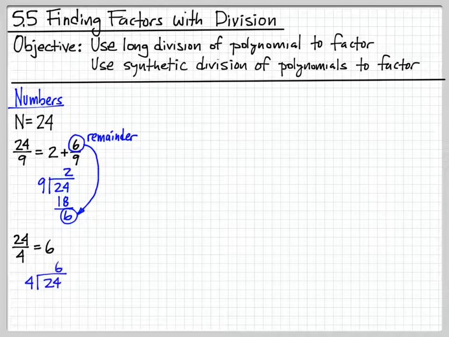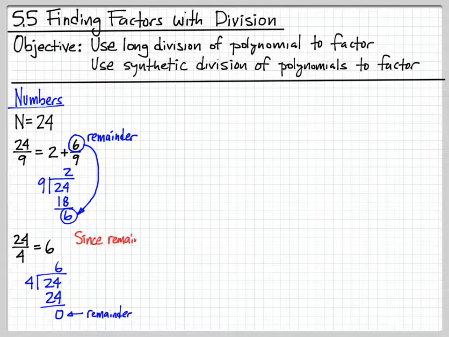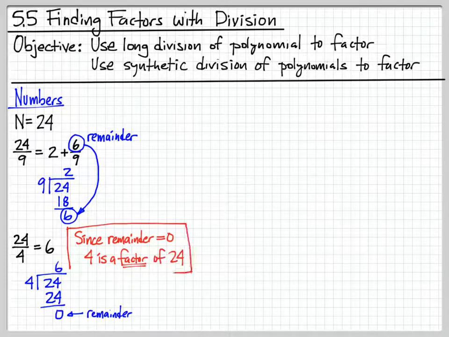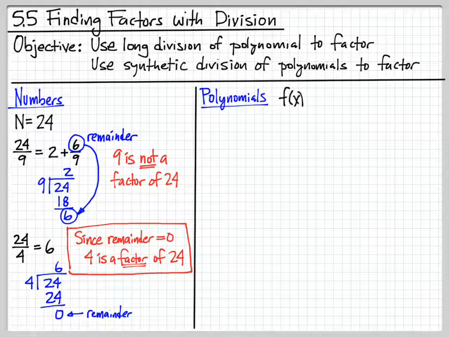Now when I divided 24 by 4, in this case I get 6 and my remainder is 0. And so we would say that because the remainder is 0, 4 is a factor of 24, but in the other case 9 is not a factor of 24 because the remainder is not 0. So the same thing follows with polynomials.